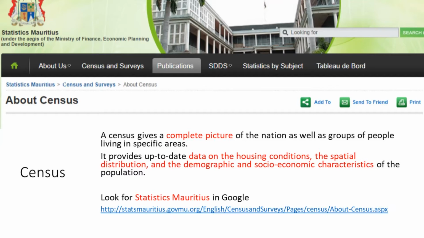Therefore, remember, survey is a study that uses a sample, while census concerns the whole population of a country. You may be aware that the census is carried out every 10 years all over the world. The last census was in 2011 and the next one will be in 2021.